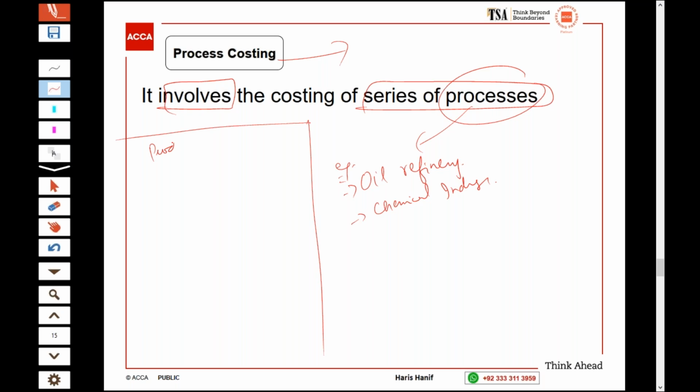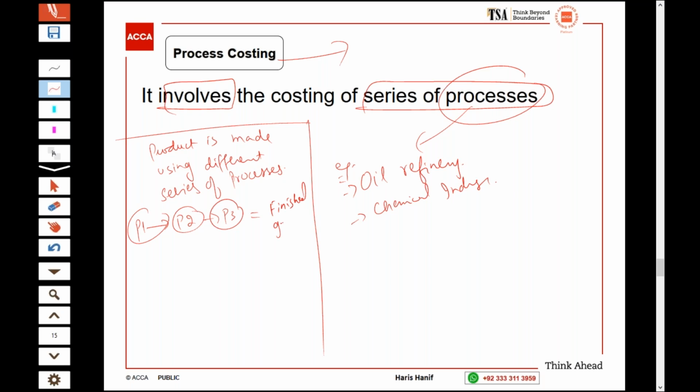Your product is made using different series of processes. That is, for example, process 1, then process 2, then, for example, process 3. The resulting are the finished goods. This is your process costing, the serial of steps.